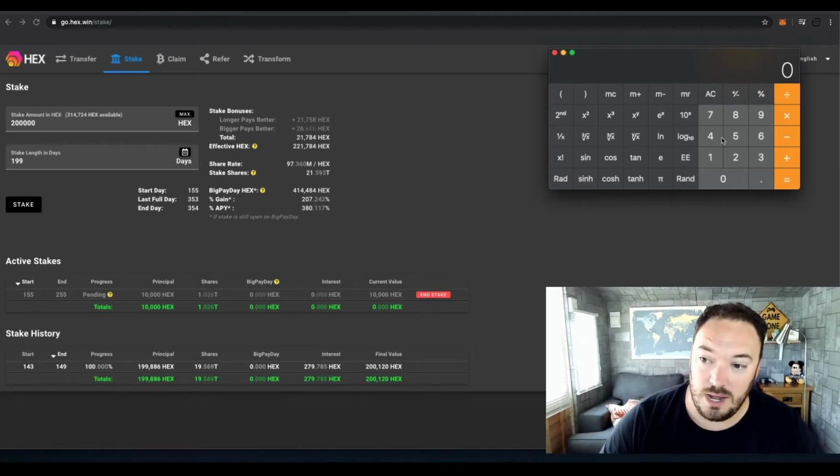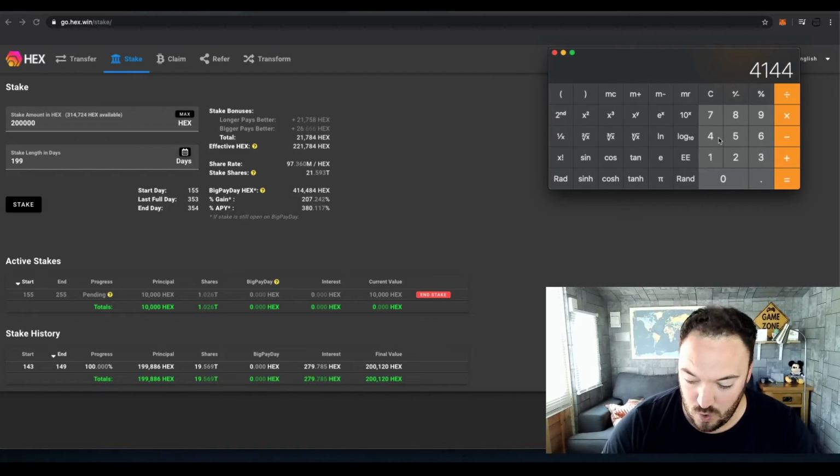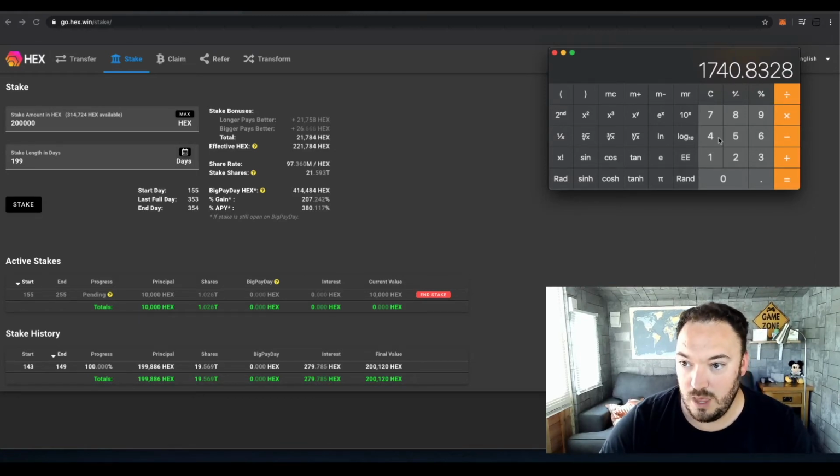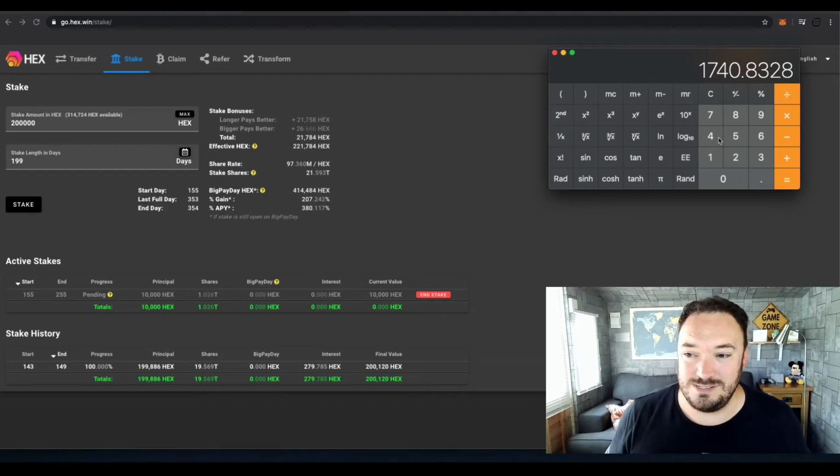So let's just say that we stay exactly where we are. I'm going to end up with 414,484 times 0.0042. I'm going to end up with $1,740 worth out of my initial investment of $860. So I'm really happy with that.